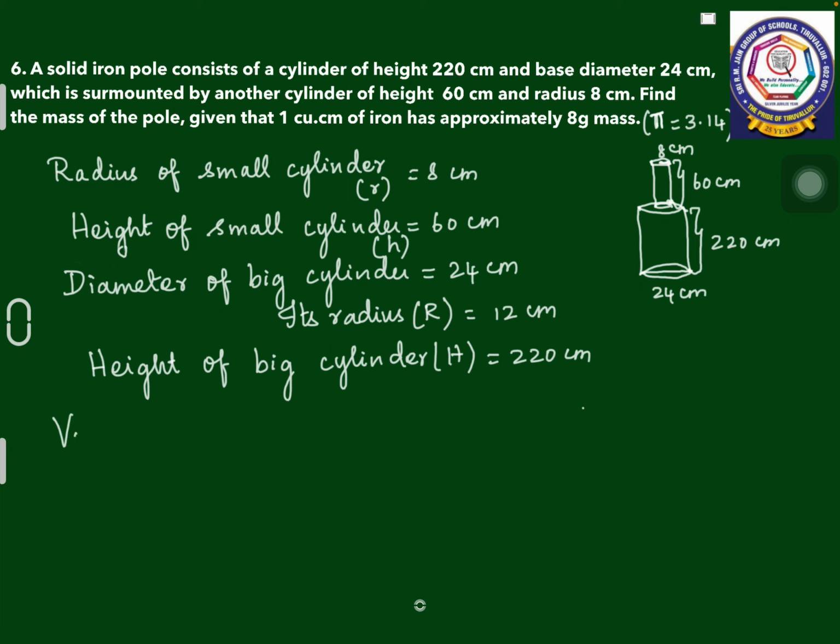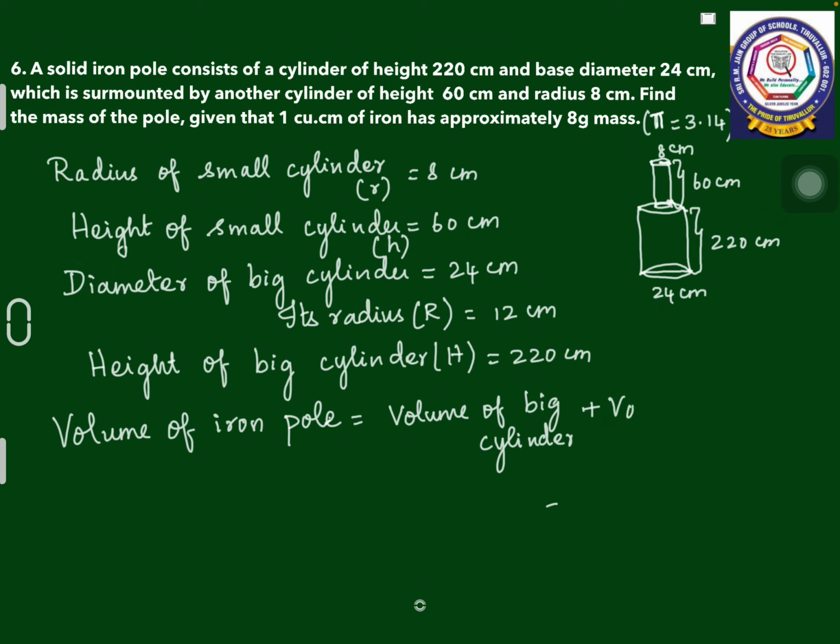So we have to find the volume of the iron pole now. What is the volume of the iron pole? It is nothing but the volume of both the cylinders. So volume of big cylinder plus volume of small cylinder. You know what is the volume of a cylinder? Volume of a cylinder is nothing but pi r squared h. So pi capital R squared capital H plus pi small r squared small h.